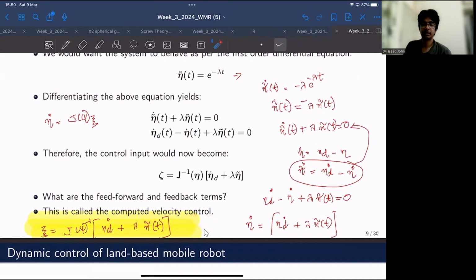Because eta tilde is nothing but the difference between the desired position and the actual position. The desired position is what the operator defined, and the actual position is what you get from the sensors. So in that regard, since it compares the difference between the desired and actual position, this term is basically the feedback term. So this scheme or this control law is also called the computed velocity control law. That is about it.